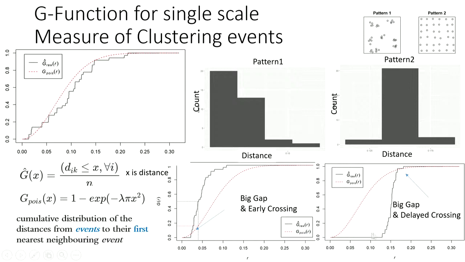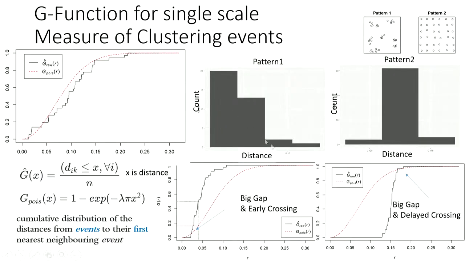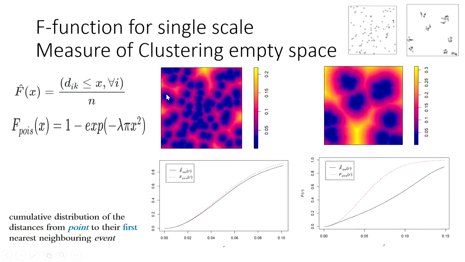In the case of regular patterns, it will be a downward trend. For a very large distance there will be no neighbor found, then suddenly there will be an increase, and then again it will remain constant. This basically shows a completely regular pattern. This is called the G function method, and it just measures the event and the nearest event which has occurred.